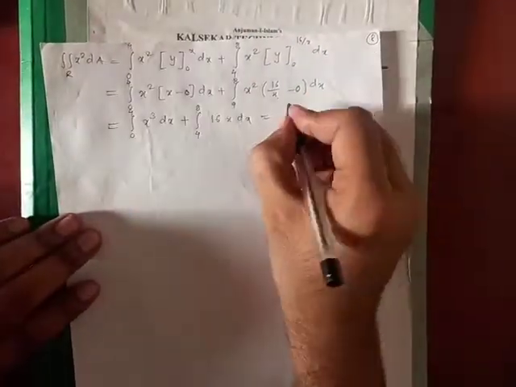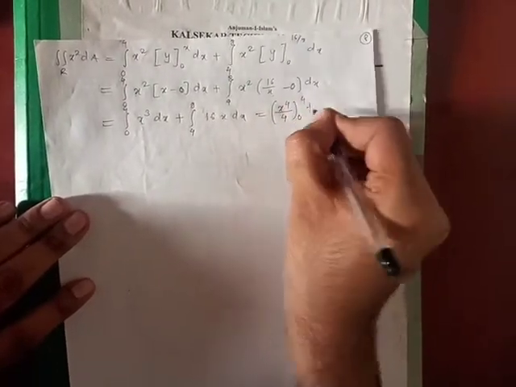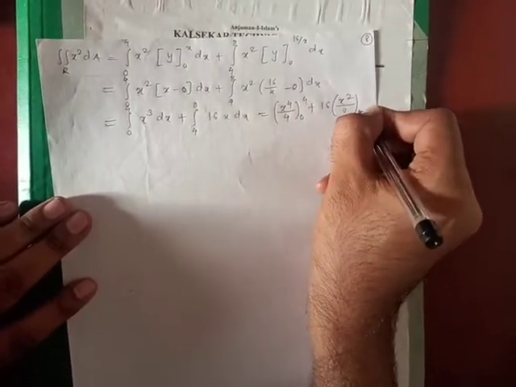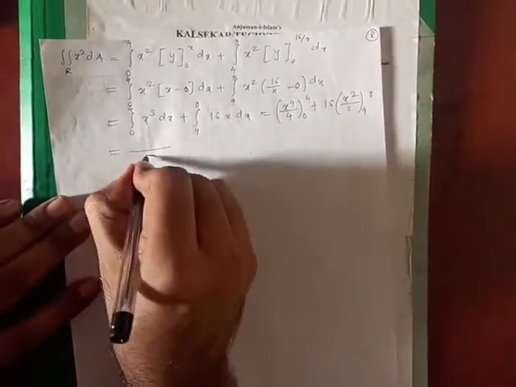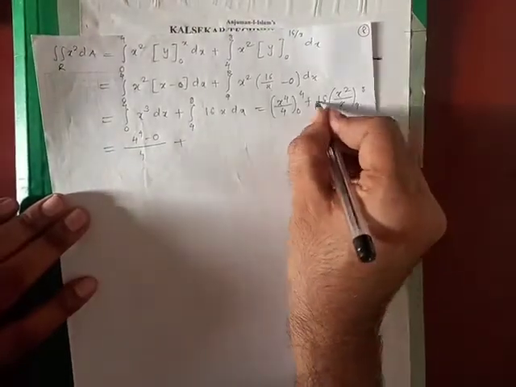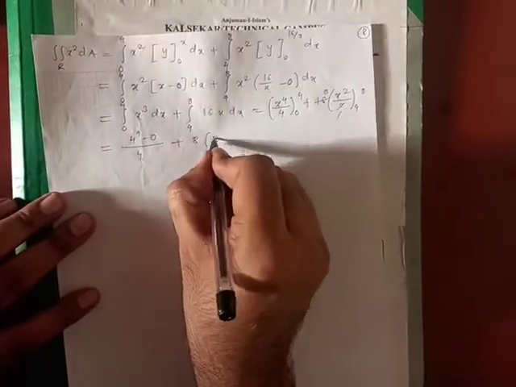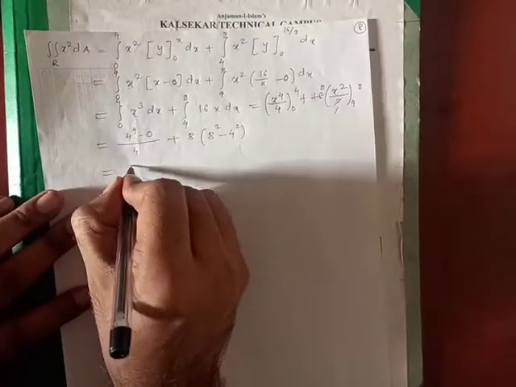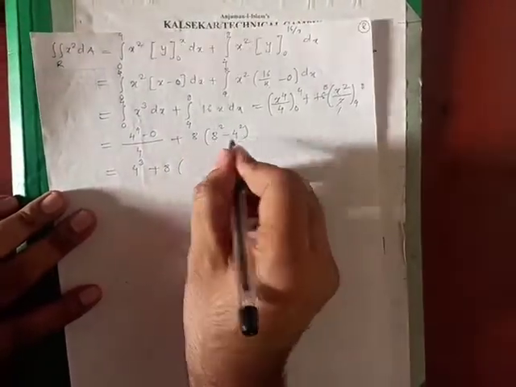What is integration of x cube? X raised to 4 by 4 from 0 to 4 plus 16 as it is. Integration of x is x square by 2 from 4 to 8. Simplify this. This is 4 raised to 4 minus 0 plus 16 into 8 square minus 4 square by 2. Simplify this. 1 by 4 gets cancelled, so this is 4 cube plus 8 into 64 minus 16.